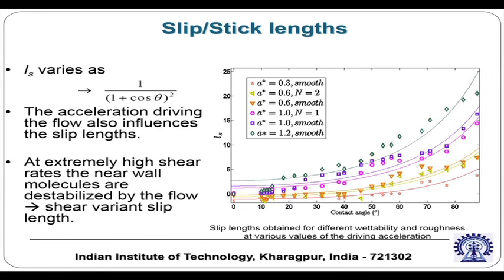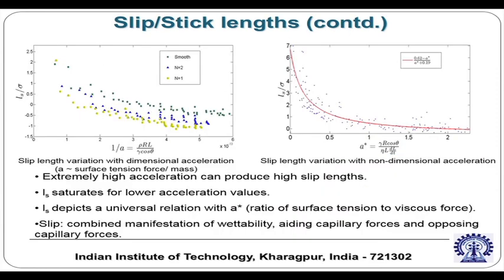So there is a parameter n which determines the roughness of the substrate. So it is a roughness, wettability combination along with the driving acceleration that decides the slip length. To understand that, we have first plotted the slip length.